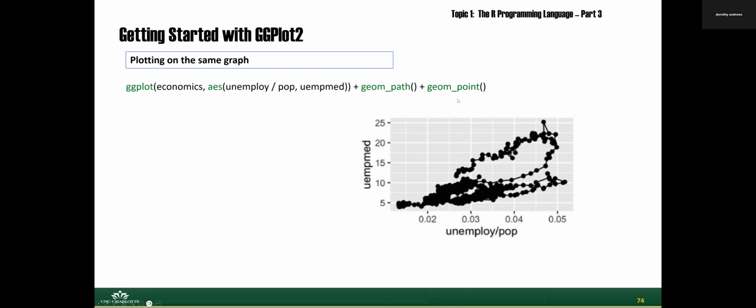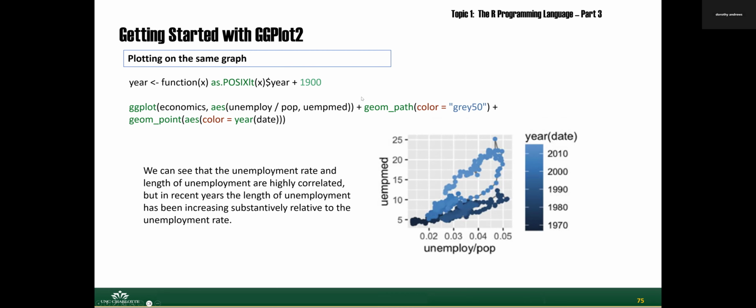But when we start to use color as an aesthetic, here we have the year as the year of the date. Then now we can see the different years sharing the same graph, and they're lumped on top of one another. So we can see the darker points are from 1970, and you can see that relationship, number of weeks unemployed versus unemployment rate, is pretty low.